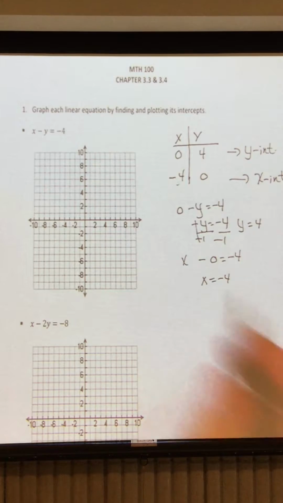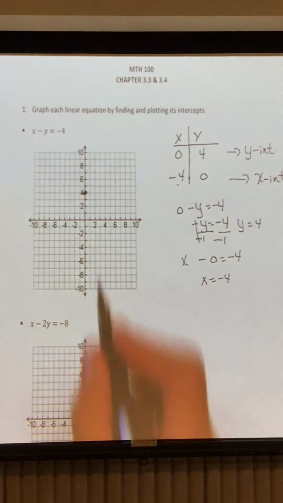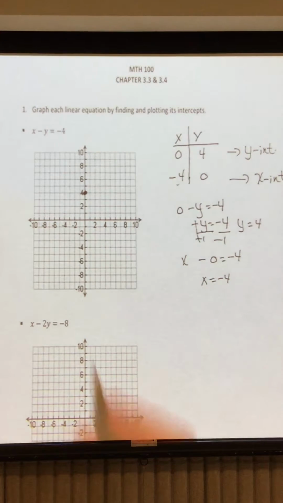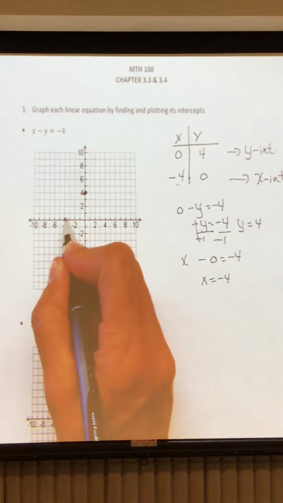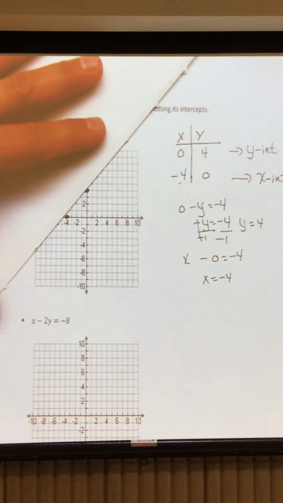So let's plot those points. 0, 4 is right here. That point on your y line is your y-intercept. And negative 4, 0, which is the point on your x line, is your x-intercept. Now let's connect our points.